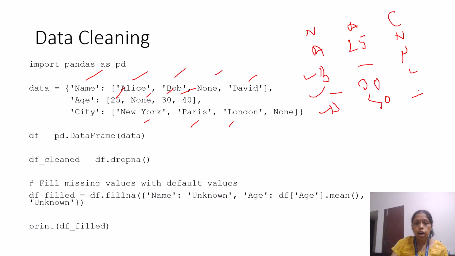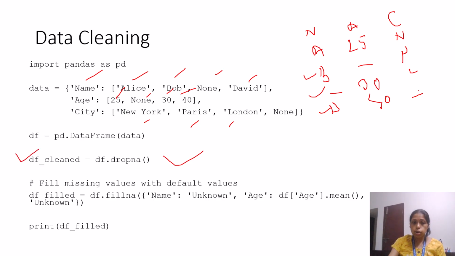Suppose there is a new df, df_clean is equal to df.dropna, and if you write that, all the rows will be deleted. So this is not the proper process. If you have a huge amount of rows and columns, and only one or two rows have missing values, then you can directly use dropna. Otherwise you cannot use dropna.